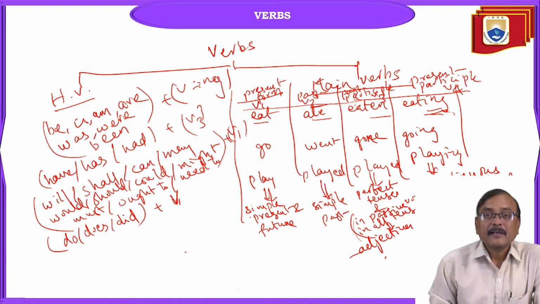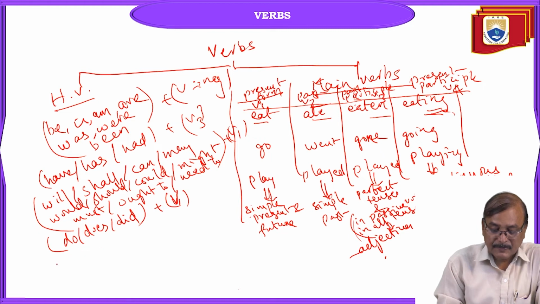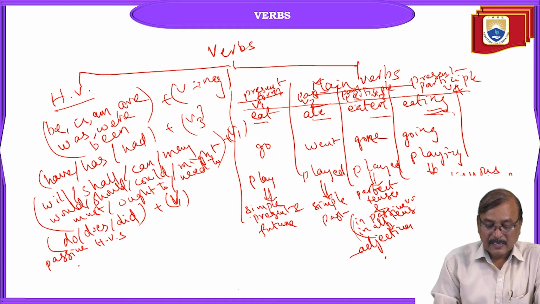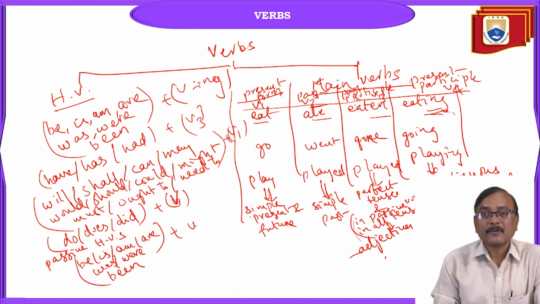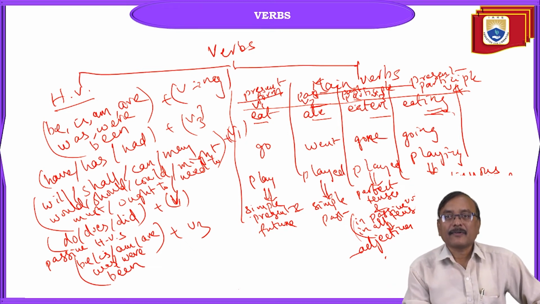And of course, in passive voice, the helping verbs are generally the same be forms: be, is, am, are, was, were, been. These are used in passive voice followed by V3 form. So we should have clarity in this area.